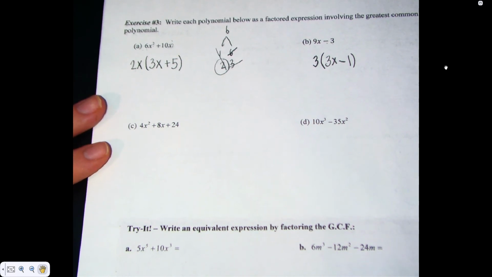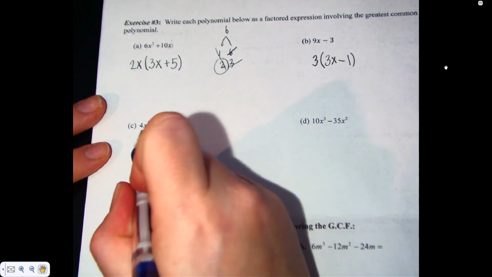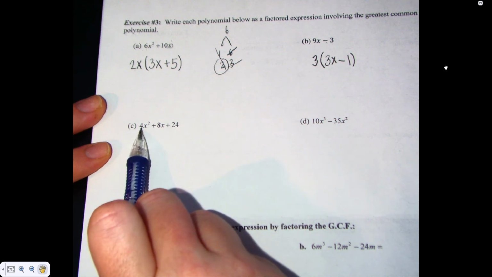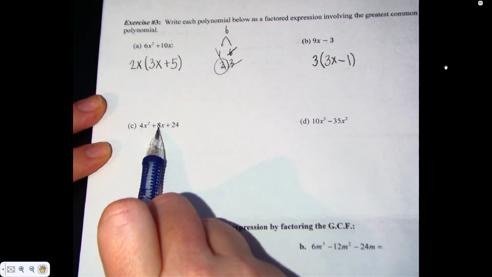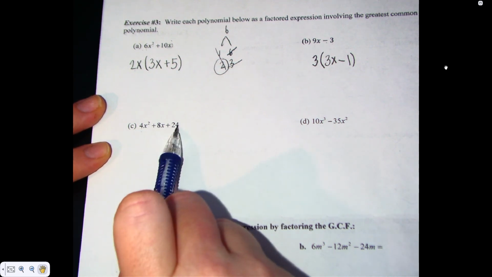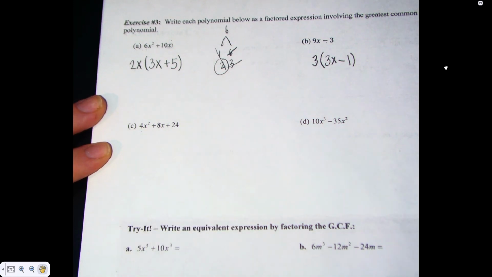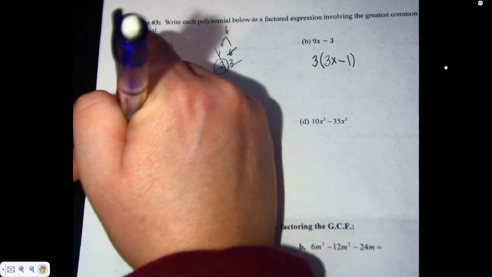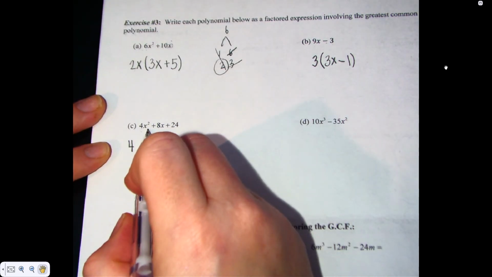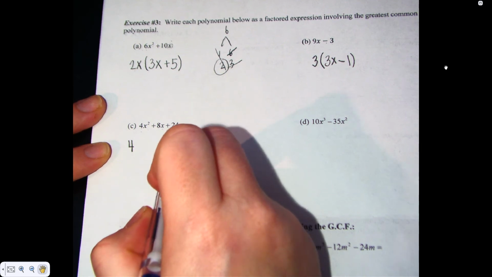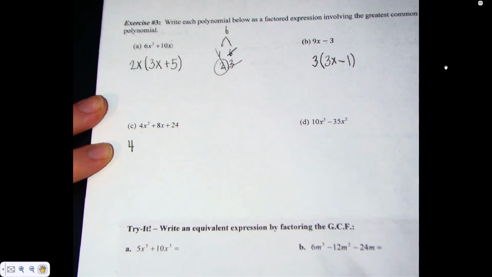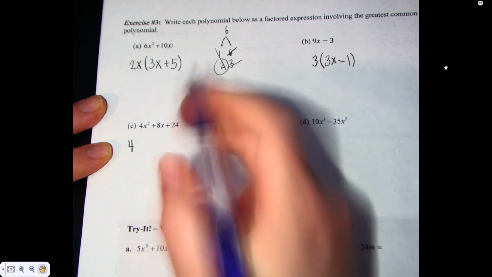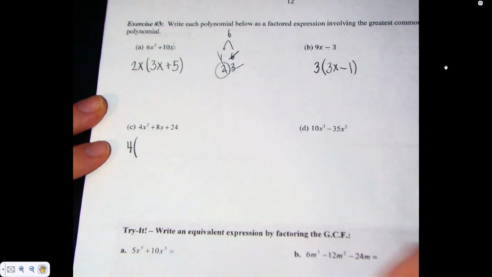Okay. All right, let's look here. So the smallest number I have is a 4. So 4 divided by 4, yes. 8 divided by 4, yes. 24 divided by 4, yes. Okay, so we take out a 4. This has 2 x's, this has 1 x, this has no x. That means that I can't take out an x because this one doesn't have one to give. It would have a negative balance in this bank account, no bueno.